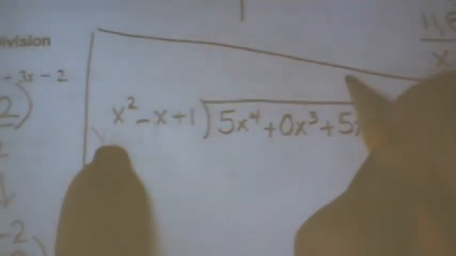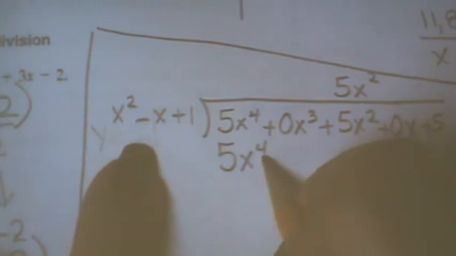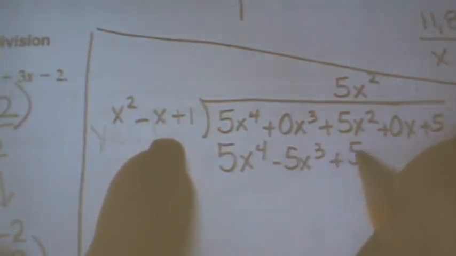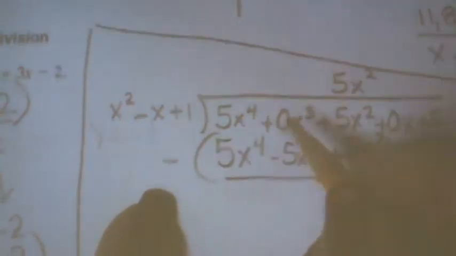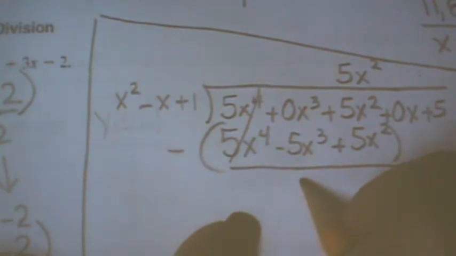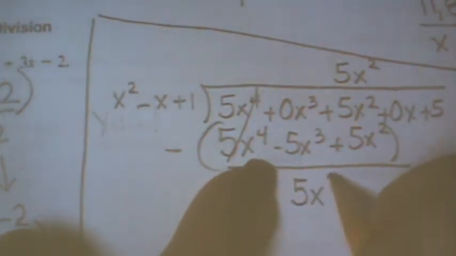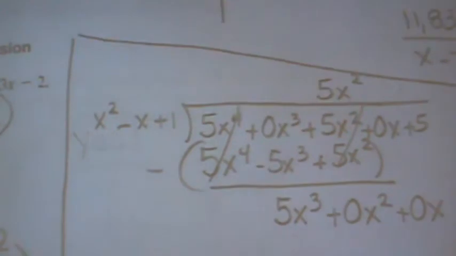Okay, next. 5x squared. Thank you, Nick. 5x squared times this trinomial is going to give me 5x to the 4th minus 5x cubed plus 5x squared. When I subtract, these are gone. This is going to turn into what kind of 5x cubed? Positive. These are going to cancel, and you're going to bring down 0x.